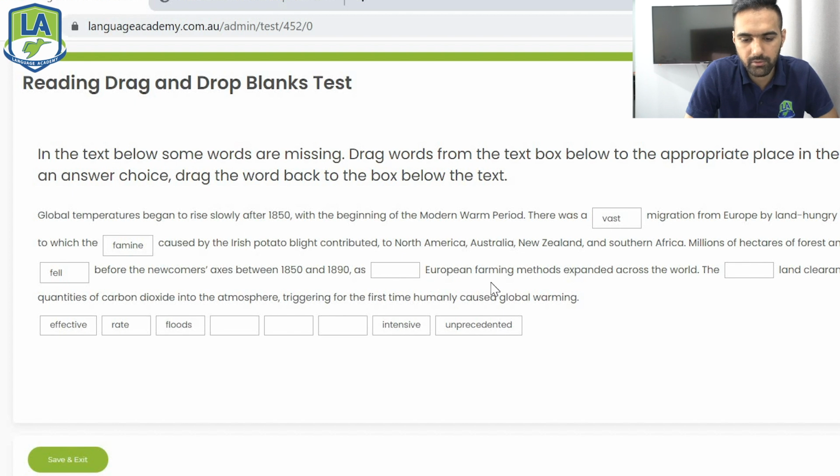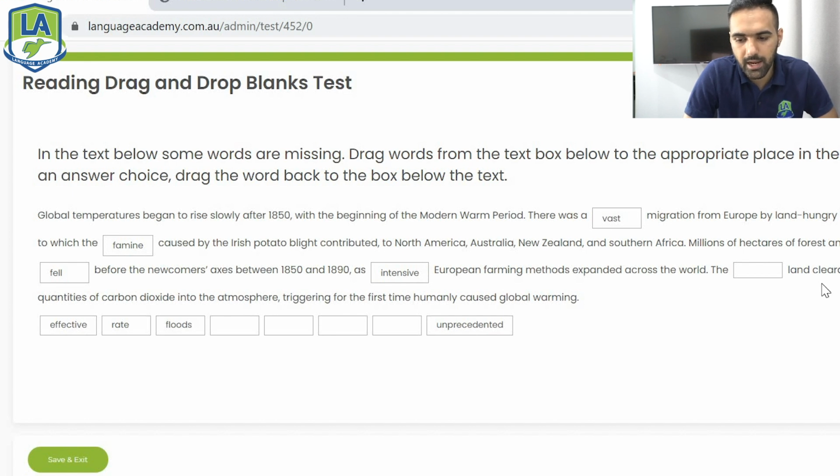As dash European farming methods. What is the right word with methods? Either effective or intensive. Effective is always used for a process, and with method you always say, this is an intensive method. Farming, you always say intensive farming methods. You can also use the word effective with method, but effective is something more related to the result. Intensive is more related to the process. So this is an intensive way of studying, not an effective way. Effective is more used for something which is going to give us results. Intensive farming methods expanded across the world.